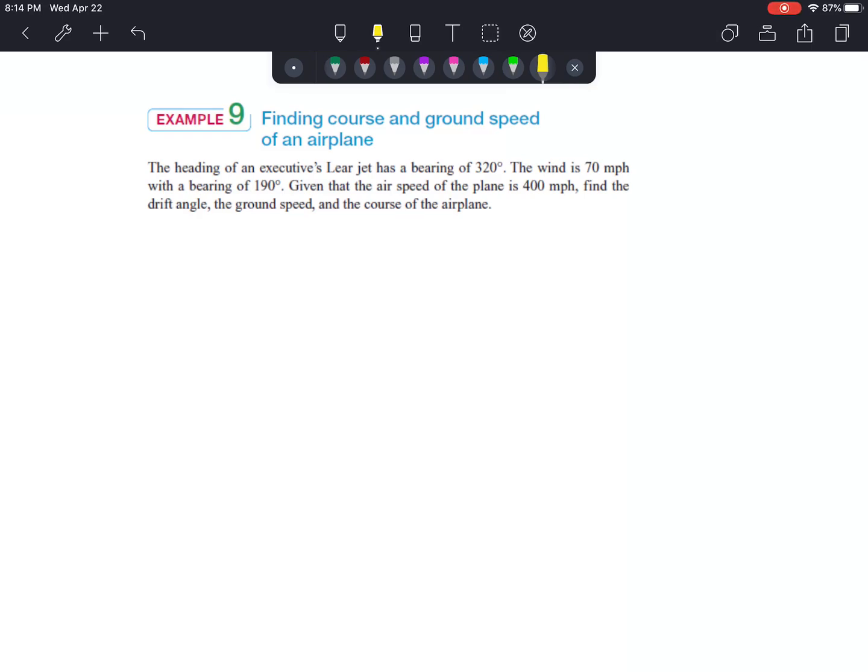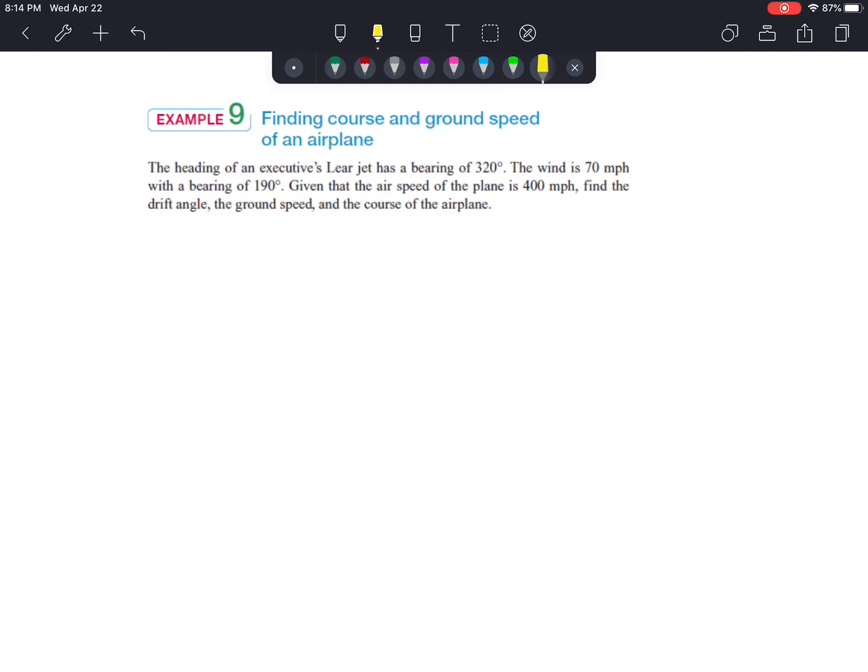In the problem I'm going to explain here, we're going to introduce a couple of new ideas. One idea is air navigation's bearing, the bearing in air navigation. The other thing that we're going to introduce is the drift angle. Both are not too difficult concepts, so let's read the problem.